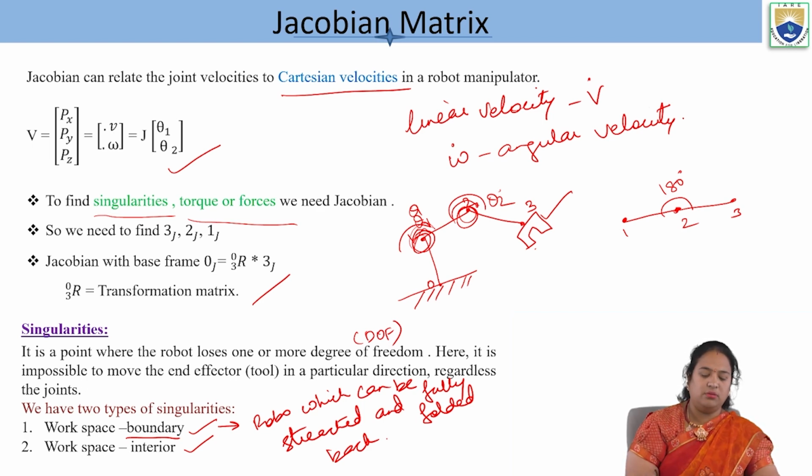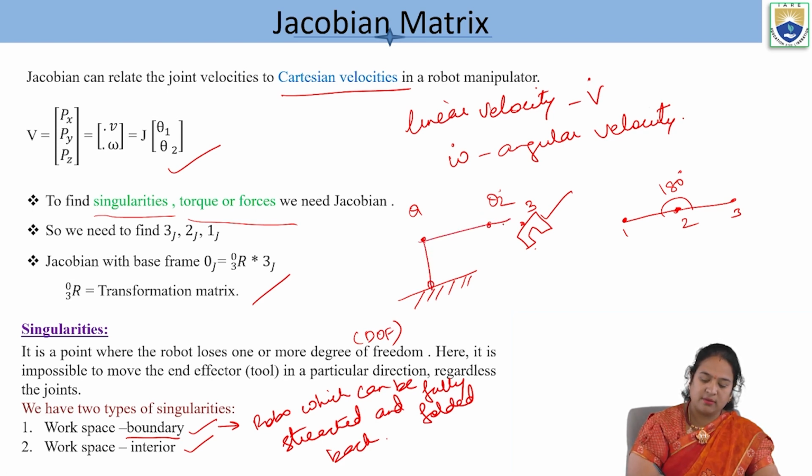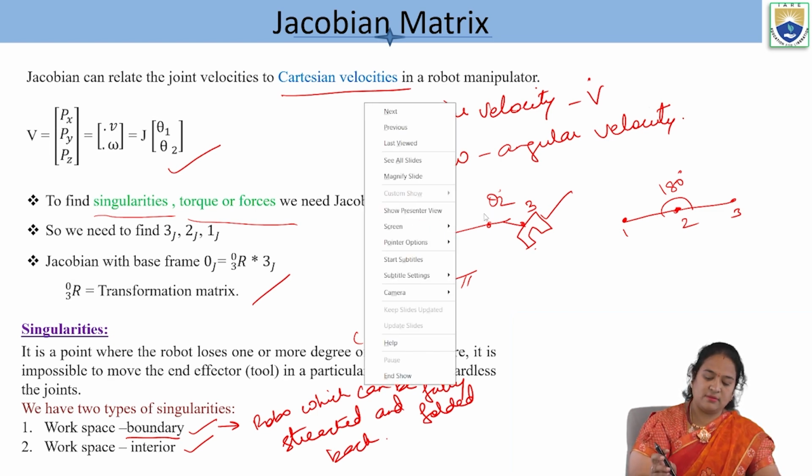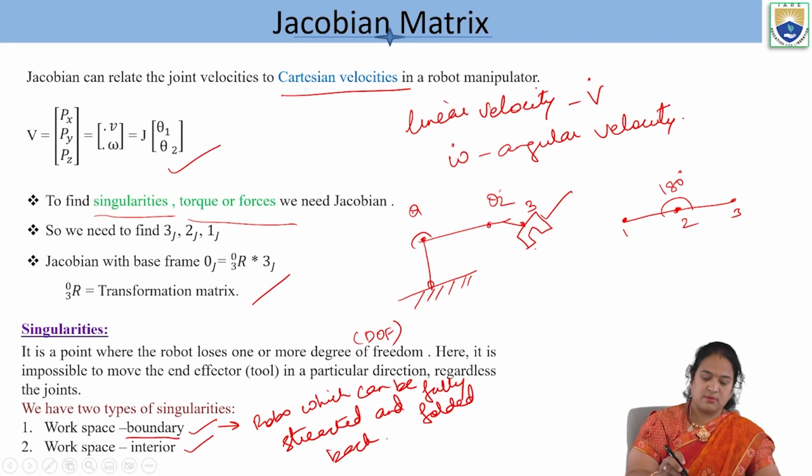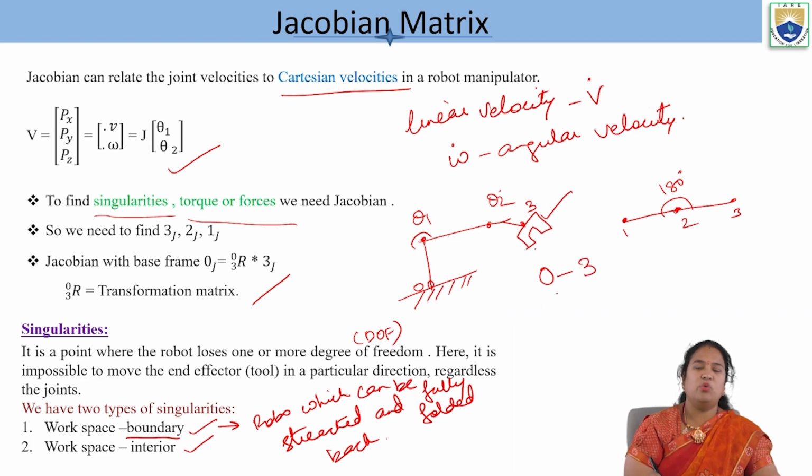Now, when we take any particular robot, as I've told you, of this type, it is moving at an angle theta 1, theta 2 and so on. So here what is happening? The robot is moving from position 0 to position 3.